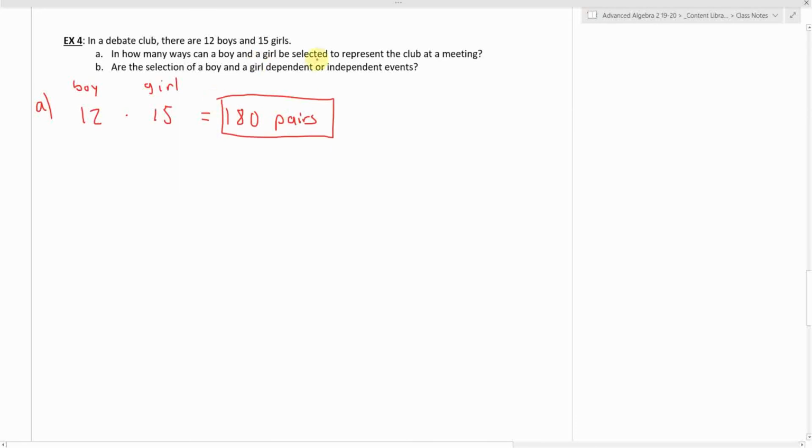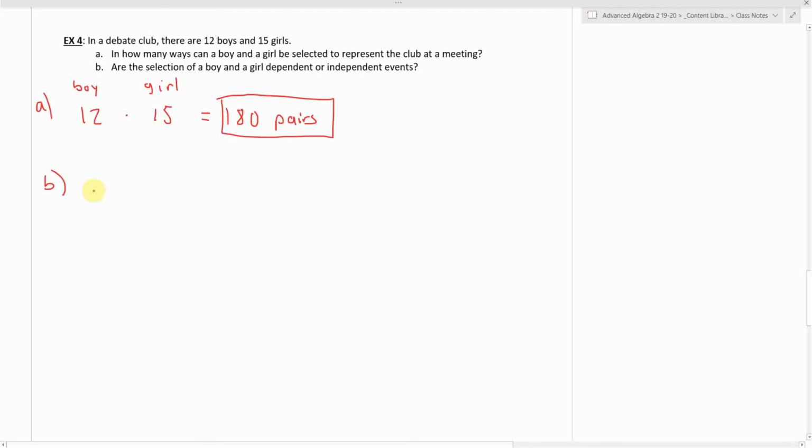And that's a real simple, straightforward application of the counting principle. 12 boys, 15 girls means 180 possible pairs of the two. Part B asks, are the selection of a boy and a girl dependent or independent events? So the boys are all sitting over on one side of the room, and the girls are on the other side of the room, and I say I'm going to pick a girl and a boy.